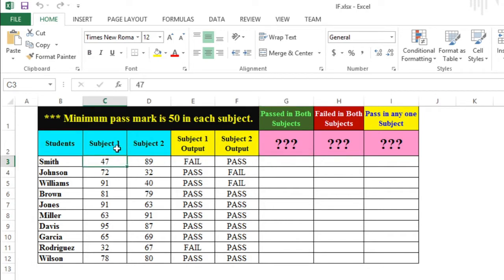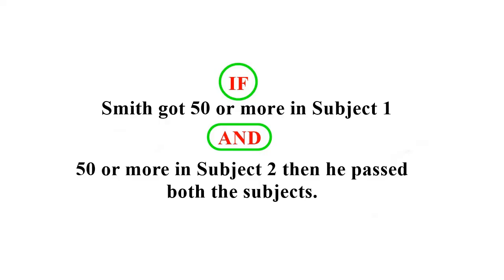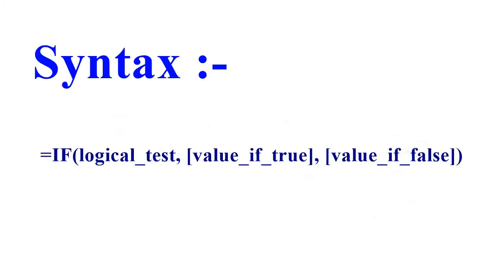Let's take sample data from this table. If Smith has got 50 or more in subject 1 and 50 or more in subject 2, then Smith has passed both the subjects, else failed. The first keyword in this sentence is if and the second keyword is AND. So we need to use if function with AND function.